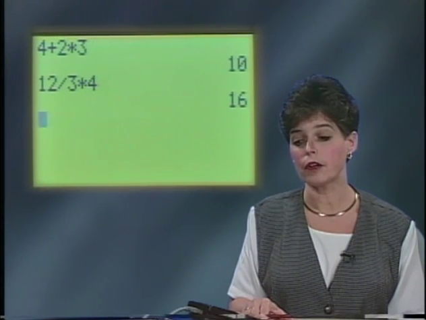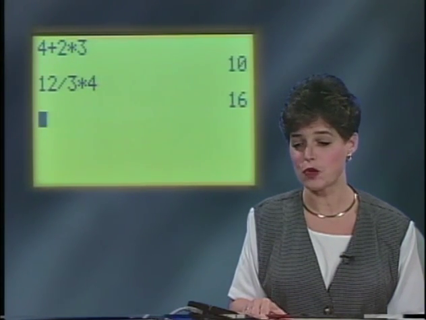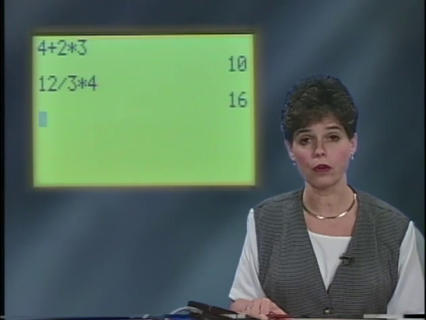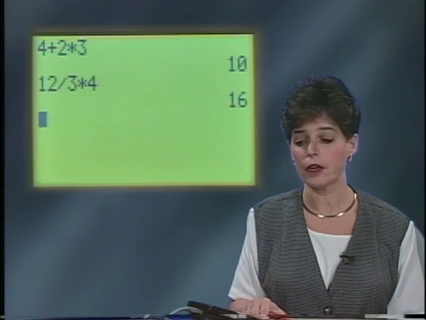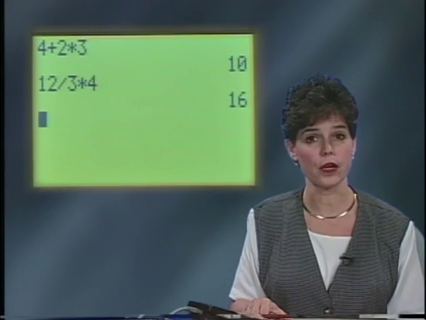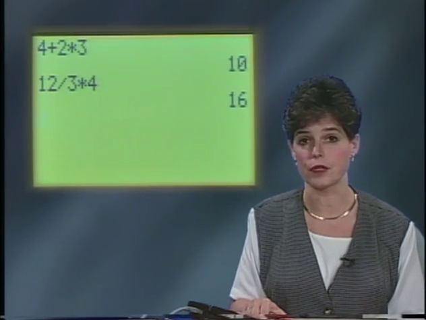What would we get if we did this in our heads? Let's take 12 divided by 3, which is 4, and multiply by 4, which is 16. So the calculator has done the order of operations just as we have learned in all of our mathematics courses.